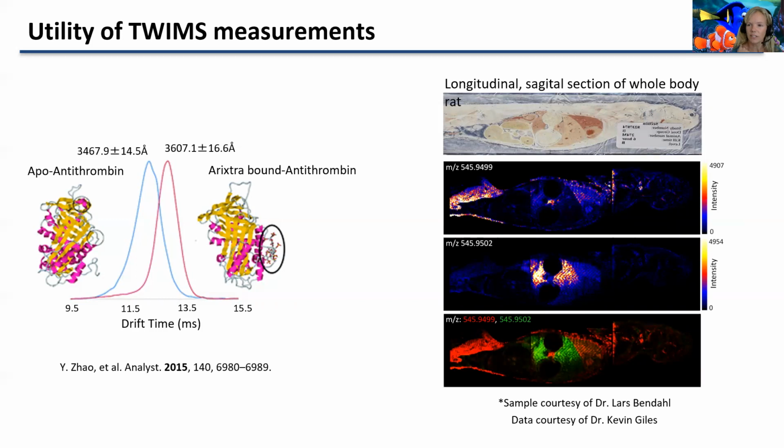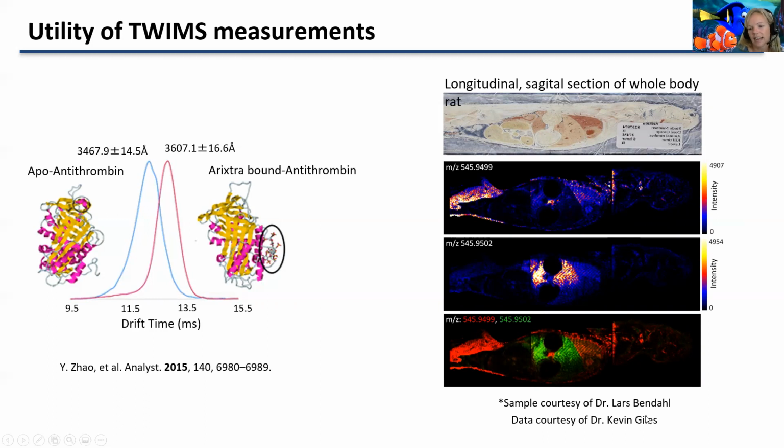We can also use traveling wave for imaging experiments, and the traveling wave instrument was one of the first IMS instruments used in imaging. Here I got the data from Kevin Giles, but I think the first application of imaging was actually John McLean's lab in combination with Richard Caprioli.